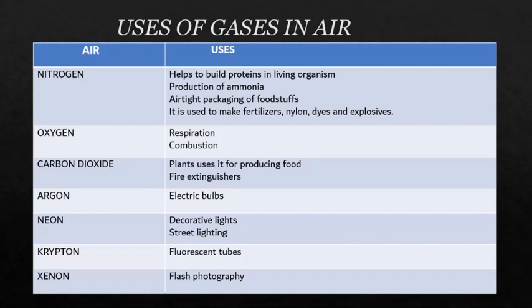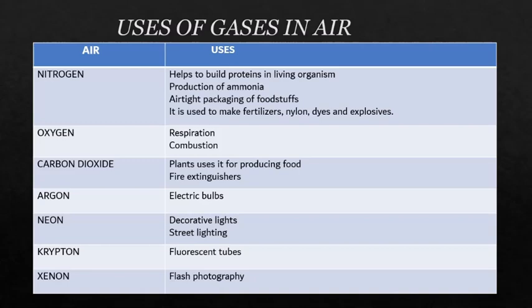So the first one is nitrogen. Well, nitrogen helps to build proteins in living organism, in production of ammonia, airtight packaging of foodstuff. You must have seen those wafers and biscuit packets that we get. So nitrogen gas is used in the packing of these stuff. It is used in making fertilizers, nylon, dyes, and explosive.